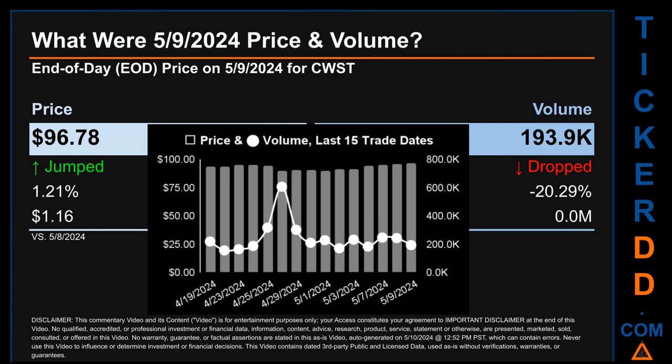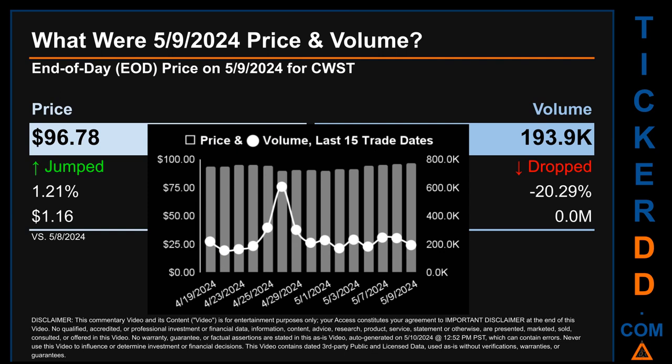What was end-of-day price and volume for CWST? On Thursday, May 9, 2024, CWST had an end-of-day price of $96.78 and volume of about 0.2 million. Compared to the previous trading day, the price jumped 1.21%, gaining $1.16, while volume dropped 20.29%, decreasing about 0 million.